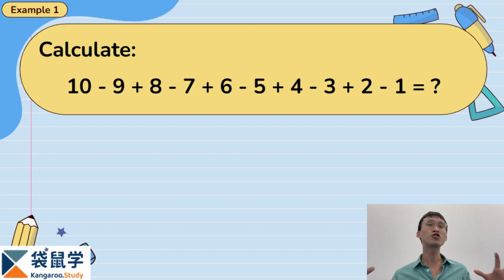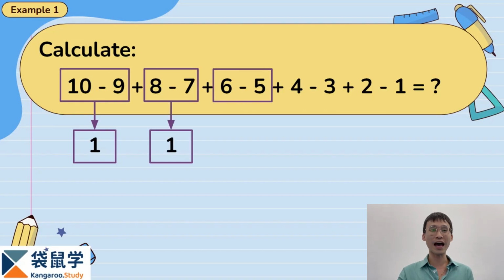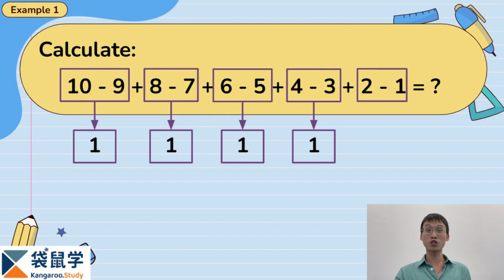Now, let us group the numbers based on their repeated signs and their difference in number. So 10 minus 9 is equal to what? Yes, 1. How about 8 minus 7? Also 1. How about 6 minus 5? 1 again. 4 minus 3? Also 1. And finally, 2 minus 1? Also 1.